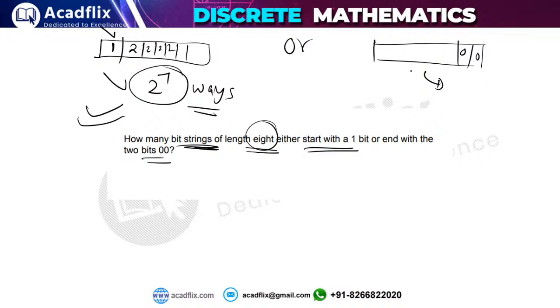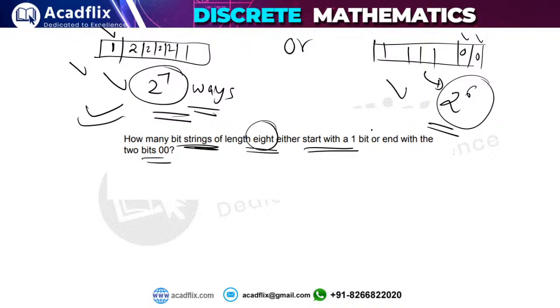How many strings are there which are ending with 0 0? See, the last 2 symbols will be 0 0. There is no choice. These have to be 0 0. The remaining symbols can be 0 or 1. Okay. So again here the answer will be 2 power 6. But there is one point here that you need to notice. These strings are not completely disjoint from these strings. Some strings here are common with some strings here.